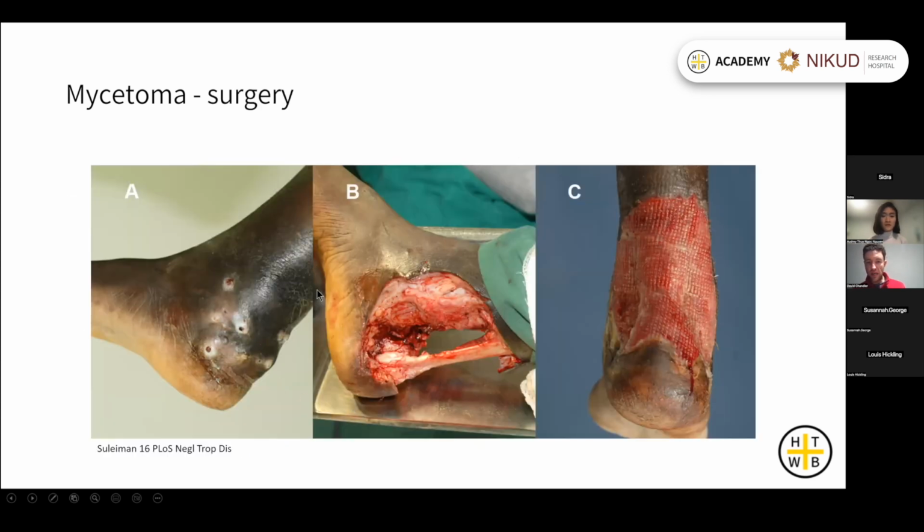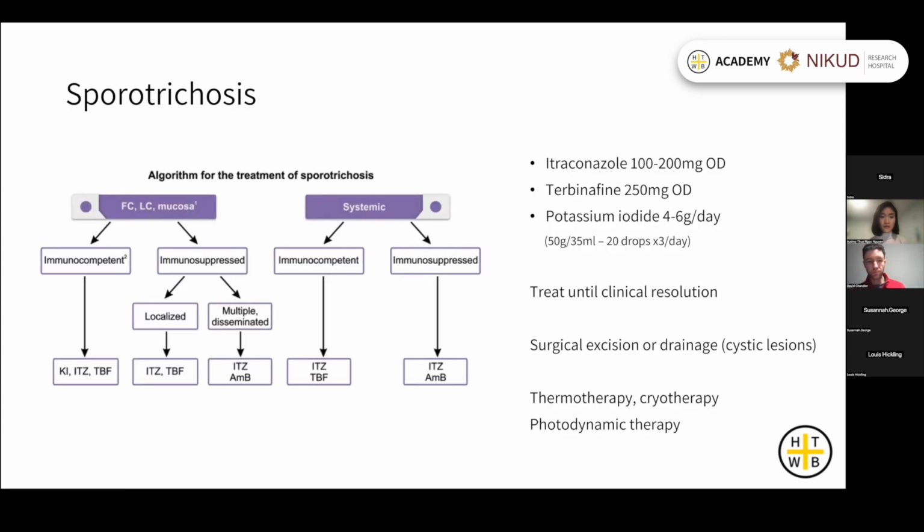And this is a nice example of function-preserving surgery. So you can see quite a radical excision of this mycetoma here, but at the same time preserving the tendon and the movement of the joint. Unfortunately, though, sometimes the surgery requires amputation.